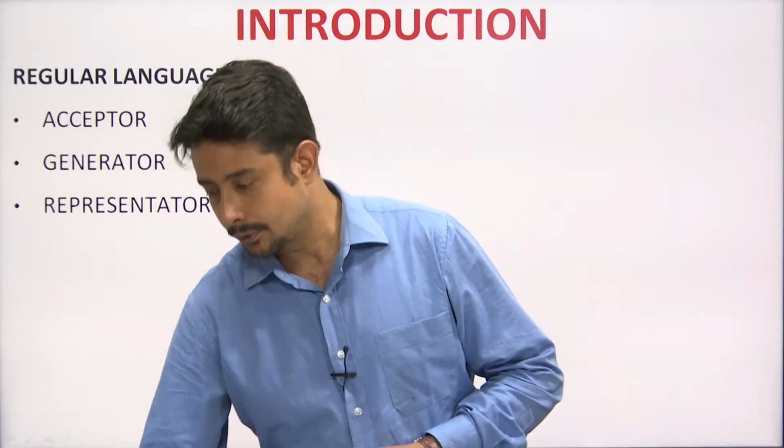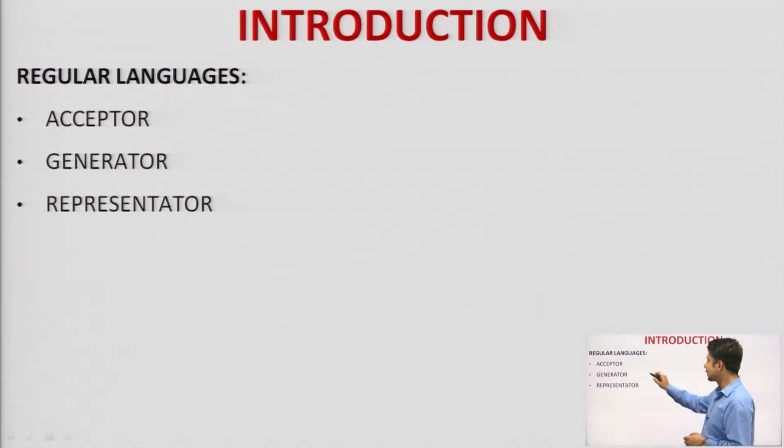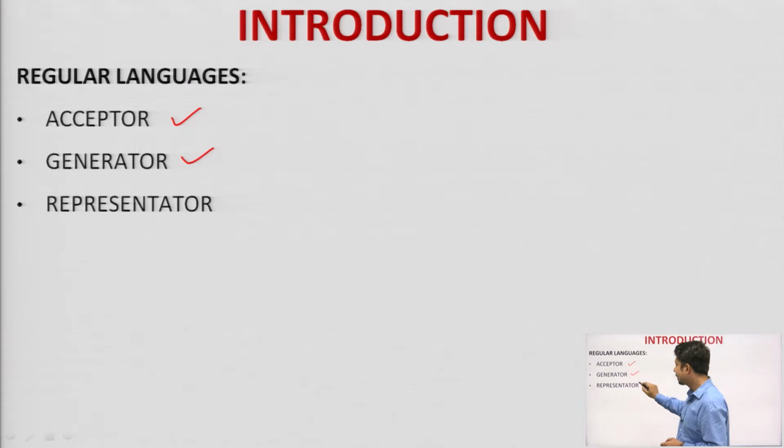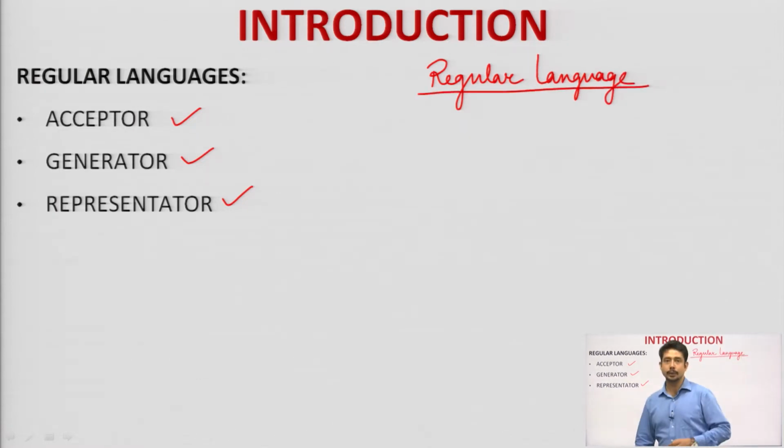So, let us go with the first slide. The first slide says 3 terminologies. The first terminology is acceptor, the next one is generator, and the third one is representator, and all come under regular language. Let me clarify this concept very well. If I talk about any regular language, it is nothing but a language which gives a set of rules, through which you are giving some set of inputs, with the help of which a machine will be designed to accept those inputs and produce an output.